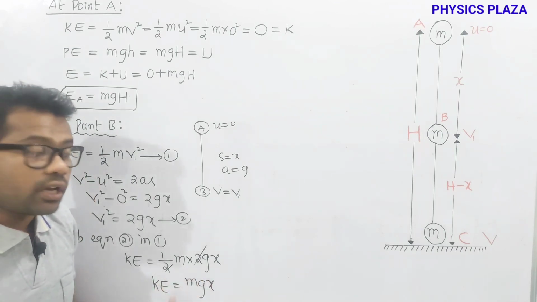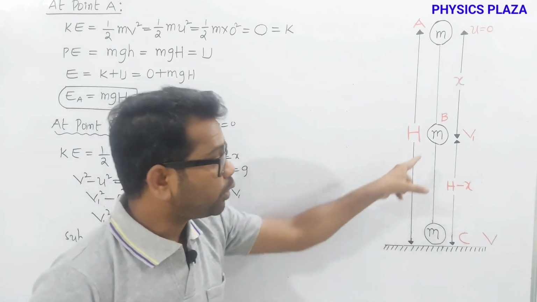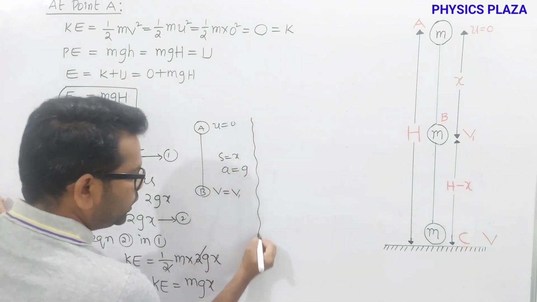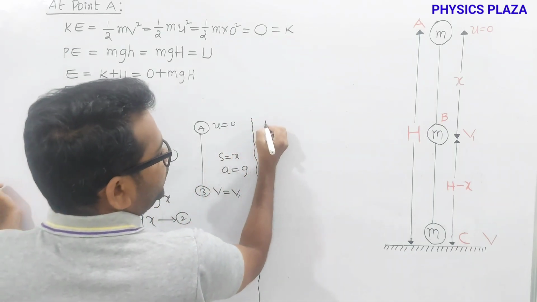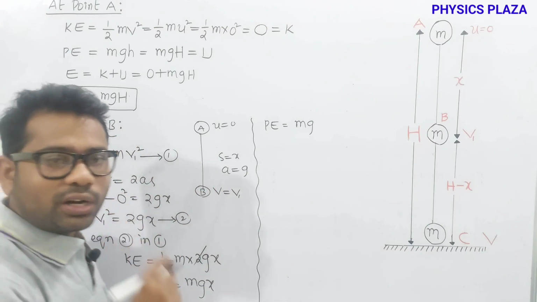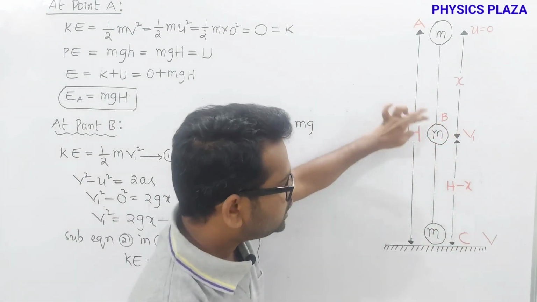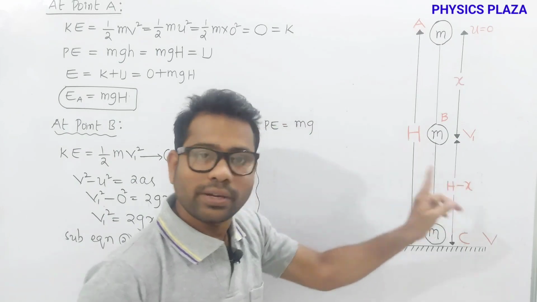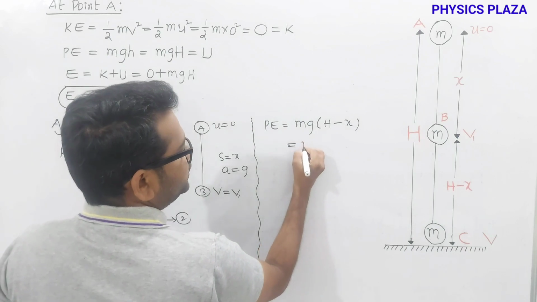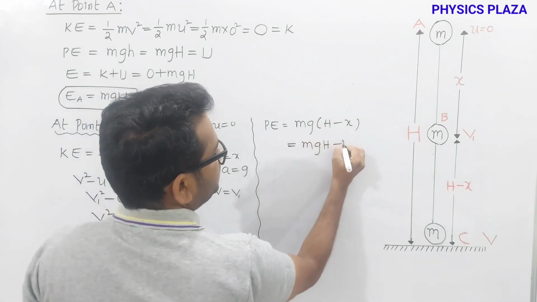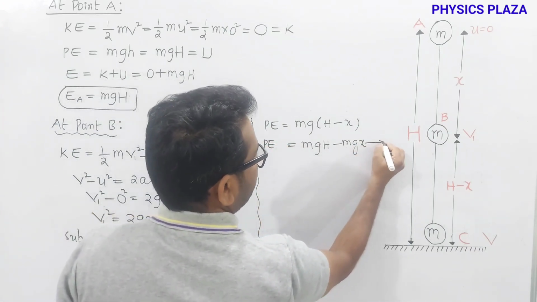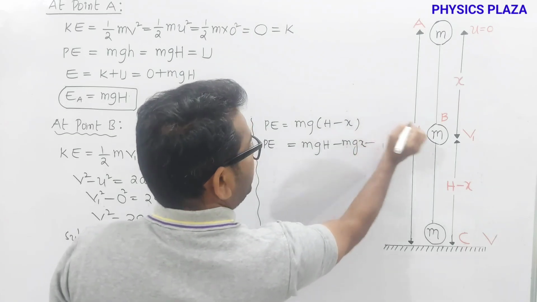Children, we just got the kinetic energy. How much kinetic energy does the body have at point B? mgx. Then, we also have to calculate the potential energy. Potential energy at point B will be mg times the height, which we have to take from the ground. This point from the ground is at a height of h minus x. So this will be mg into h minus x. Let us simplify: mgh minus mgx. This will be the potential energy at point B.